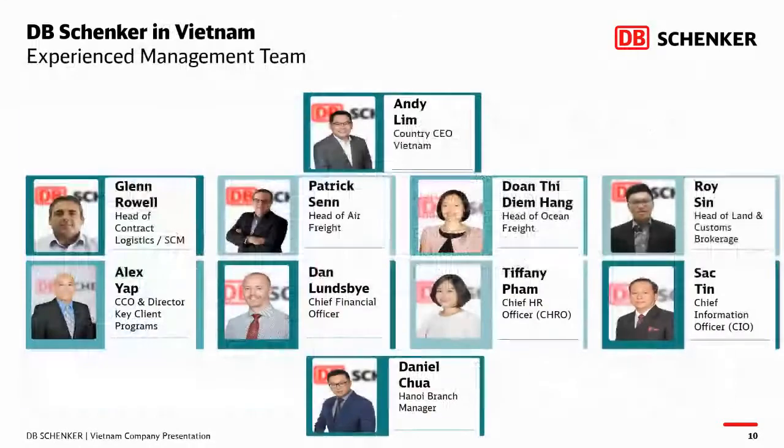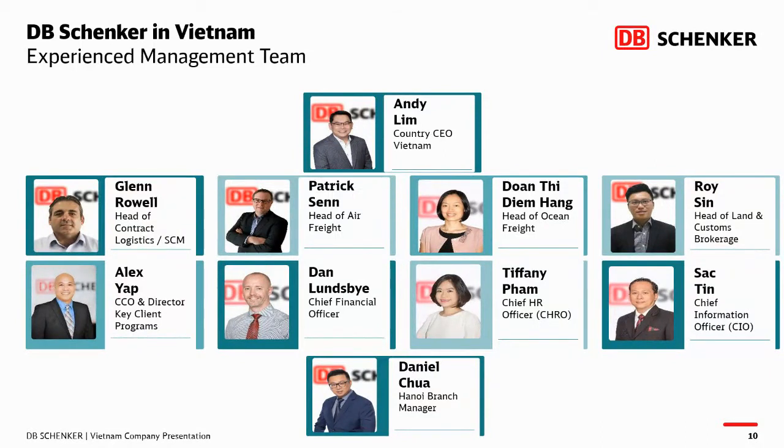And here, let's just go through our management team. For any international freight forwarder like Schenker, we provide a full range of services, so the management structure must be in line with that product portfolio. We have one person as CEO, who controls the whole country, and under him we have a head of each product. For example, Mr. Glenn Rowell is head of contract logistics, Patrick is head of air, and I just took the new role as head of ocean freight for the whole country. We have another person in Singapore, head of land and customs brokerage, and those are the heads of product.